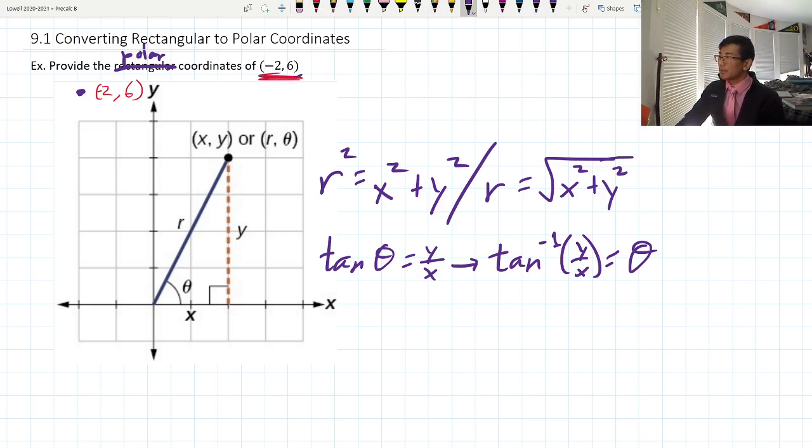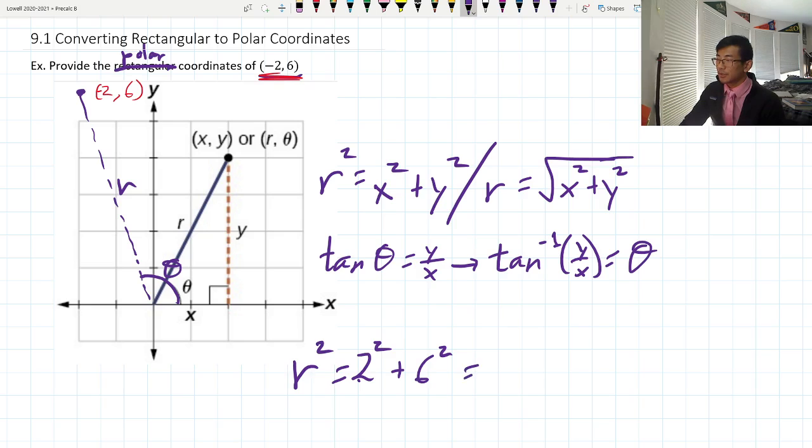Well, we are looking for this angle theta, and then of course this r. So r is usually easier to find, so let's find that first. So r squared is going to equal x squared plus y squared. So that will be 2 squared plus 6 squared, which is equal to 40, I believe. By the way, I did say 2 squared instead of -2 squared, but since it's being squared, it doesn't really matter because they're going to end up positive anyway.